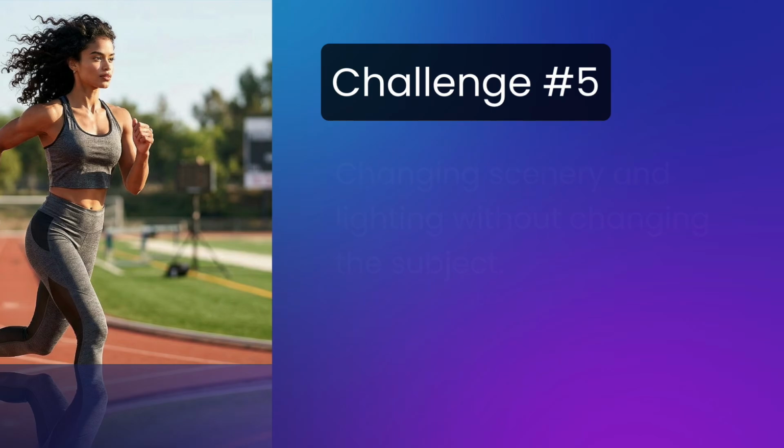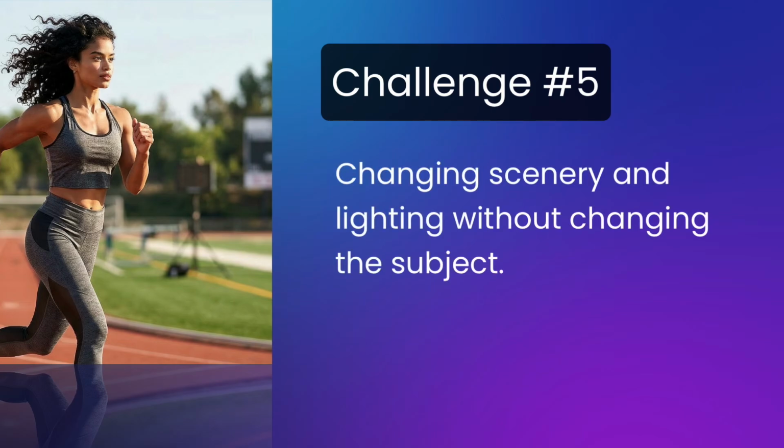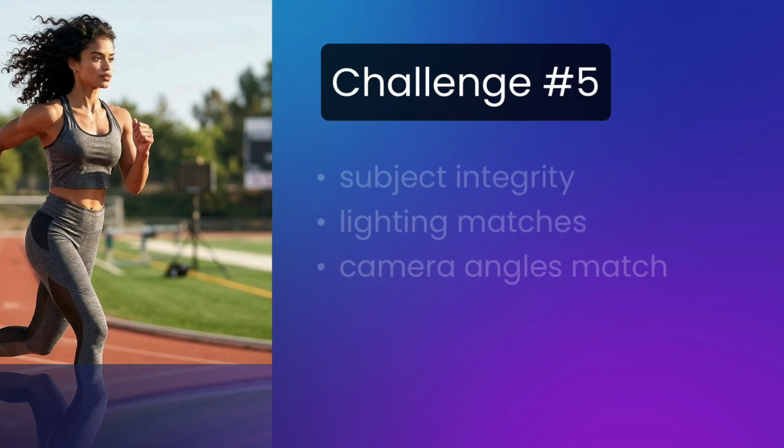For this challenge, we're editing images with a person as a subject, seeing how the AI models handle changing the scenery and lighting, but not changing the subject. This is an important challenge, so we'll be doing this in 2 parts also. If you've ever used an AI model to edit an image with a person in it, you know how frustrating this can be. Here's what we're looking for.